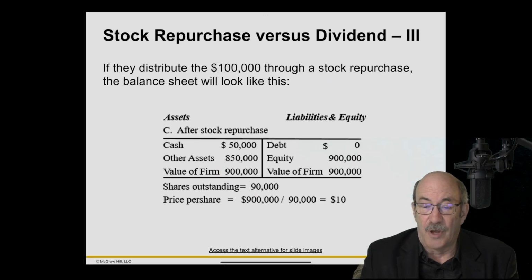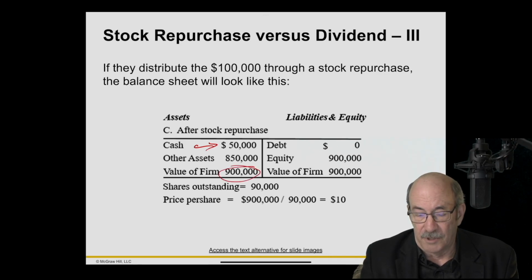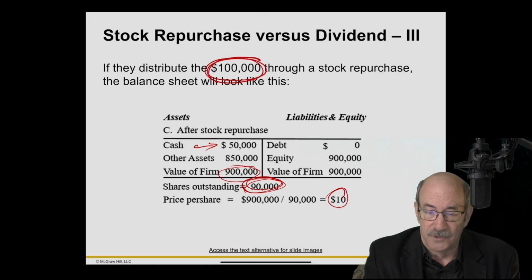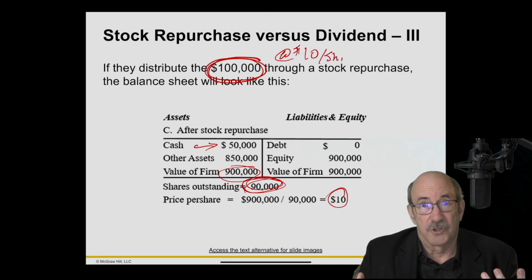If we do this, though, as a repurchase, cash still goes down by $100,000. The value of the firm still drops to $900,000, but the price of the shares remains at $10. The reason is that we have reduced the number of shares outstanding from 100,000 down to 90,000. Those have been repurchased with this $100,000 at $10 per share. So we've repurchased 10,000 shares.